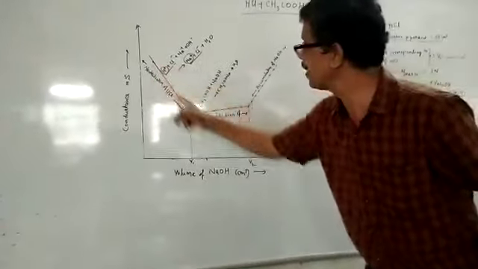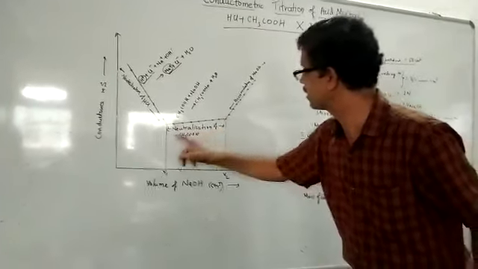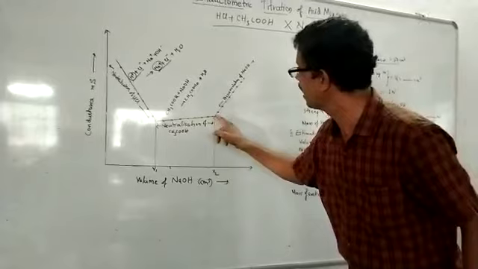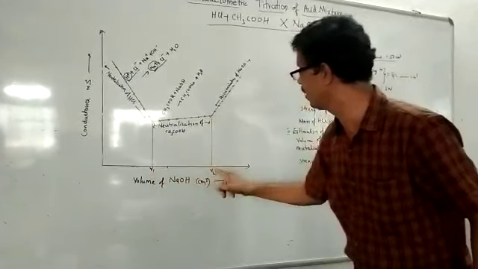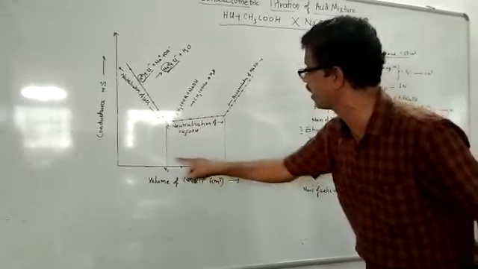So up to here all HCl is neutralized. This is the endpoint for HCl. From here to here acetic acid is neutralized. This is the endpoint for acetic acid. So from V1 to V2, that is the neutralization of acetic acid. So the volume of NaOH corresponds to that neutralization.